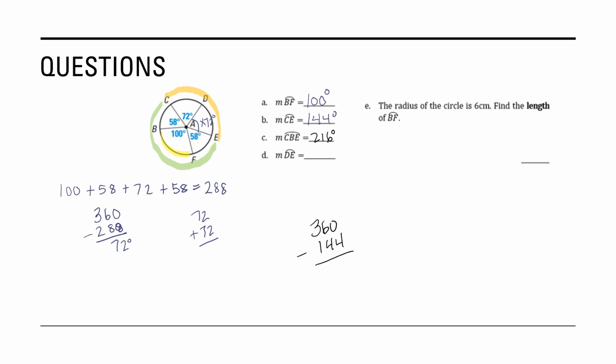And then the last question asks me what the measure of DE is. DE is just this minor arc here, so that one is 72. Letter E says the radius of the circle is 6 centimeters. Find the length of BF. Well, the central angle is 100, and the radius is 6, so the length is going to be 100 over 180 times 12 pi. Nope, times 6 pi.